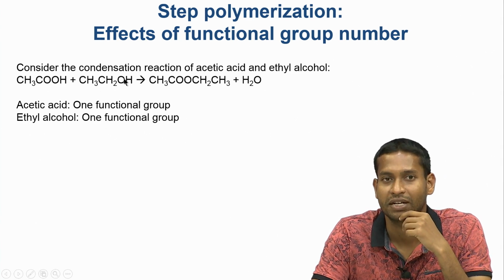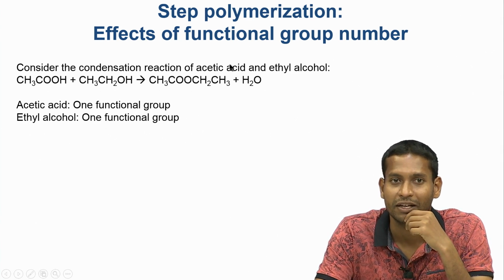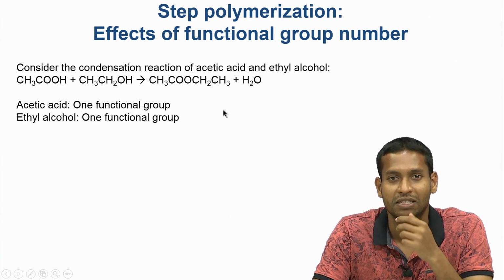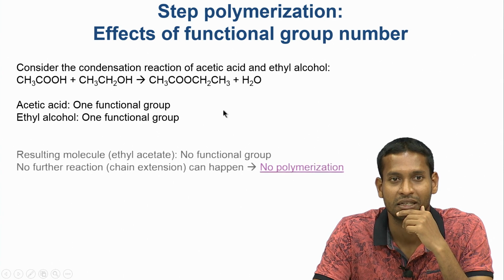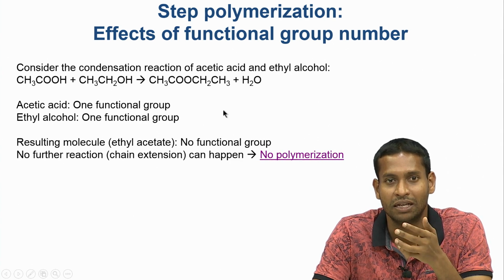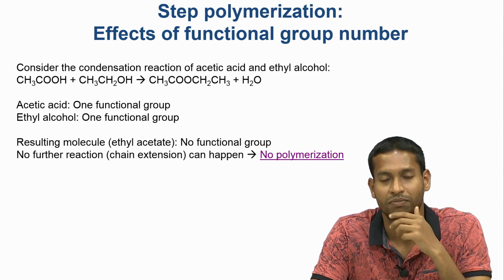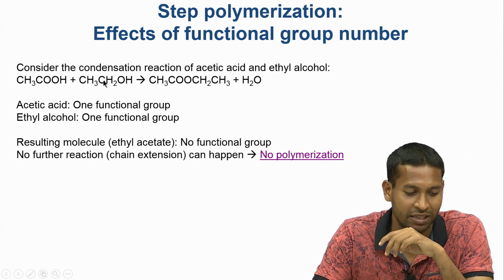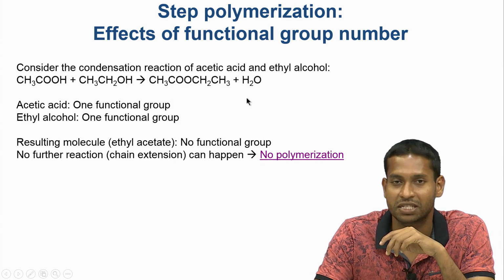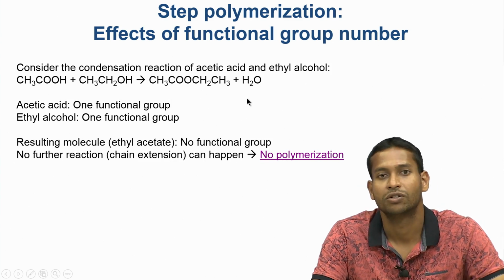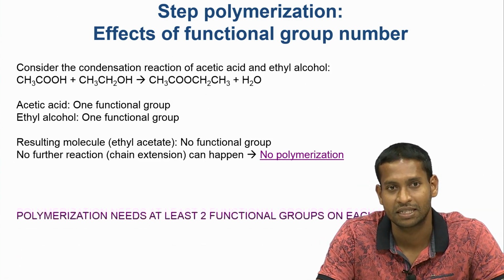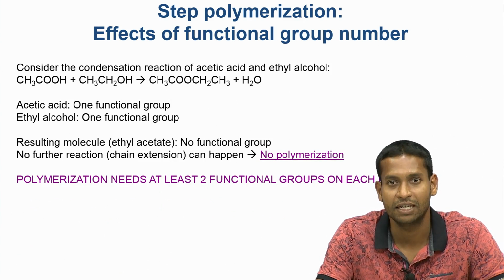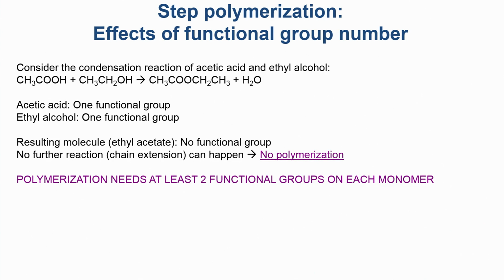Let us say this reaction has happened; there is really no functional group left in the product that is formed. Given that there is no functional group in this product, the resulting molecule cannot go on to react, so no further polymerization will happen. All you have done is a simple reaction making a small molecule which is not a polymer. So, what does this tell us? This tells us that for polymerization to happen, we need at least two functional groups on each monomer.